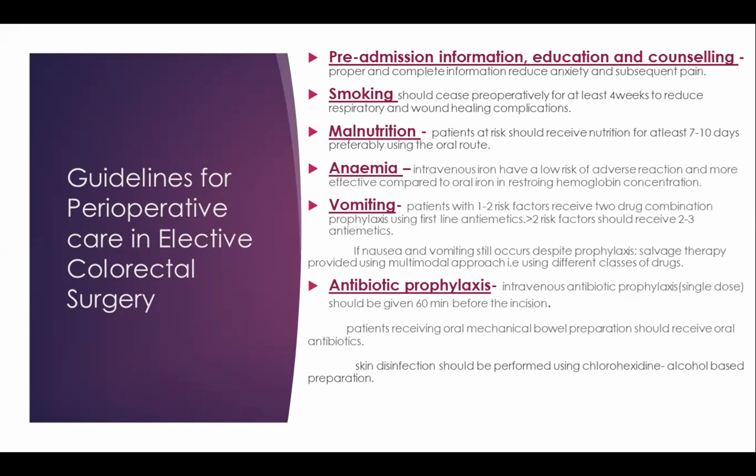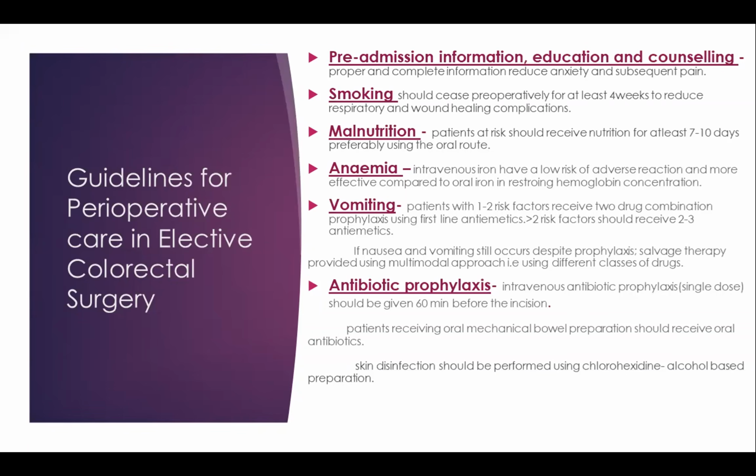The patient is usually given intravenous iron because it has a low risk of adverse reaction and is more effective compared to oral iron in restoring the hemoglobin concentration. This applies in both cases of iron deficiency anemia and also anemia of chronic diseases. Compared to blood transfusion, which has many long-term side effects, we can avoid it and give the intravenous iron preparation. Now come to the vomiting part.